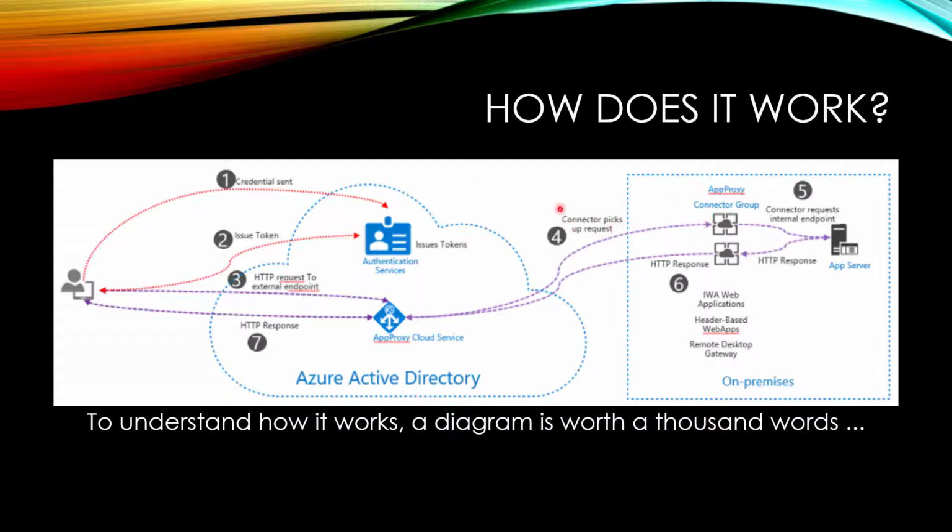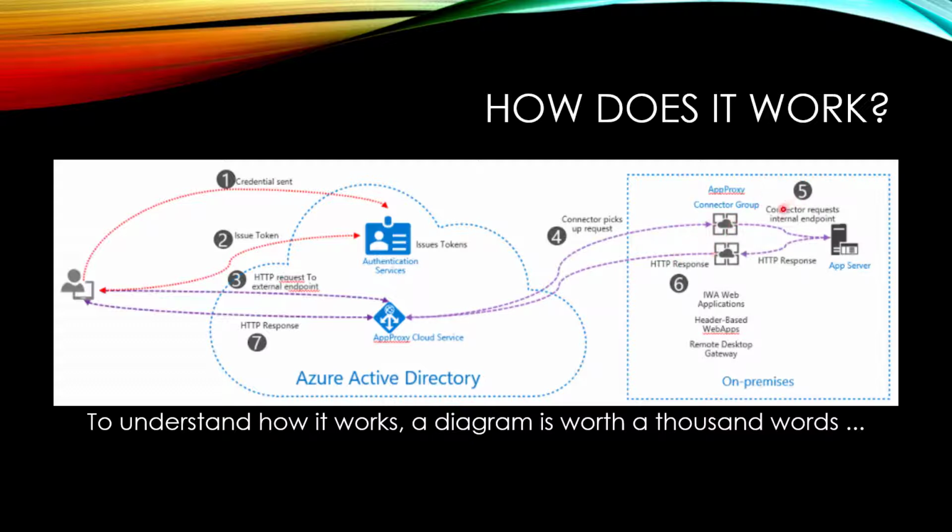Now remember the communications from the App Proxy within your domain, they are outbound initiated only. So that's why the language here says connector picks up request. The connector is on the inside of your organization. The cloud App Proxy is out here. In order to initiate an outbound connection, we have to pick up the request. So it fetches it from connector to proxy.